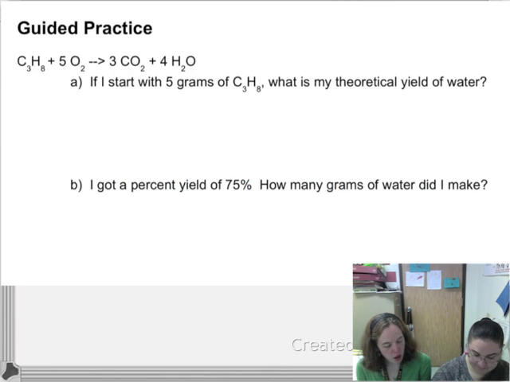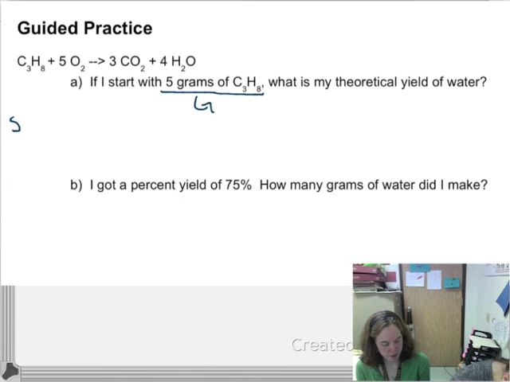Okay. So it tells us if I start with 5 grams of C3H8, which is propane, by the way, what is my theoretical yield of water? And what did we have to do if we were looking for theoretical yield? We had to actually do the math. So we're going to actually have to do our stoichiometry. So what we're given is going to go where? Okay, so that's my given. It goes in the front.